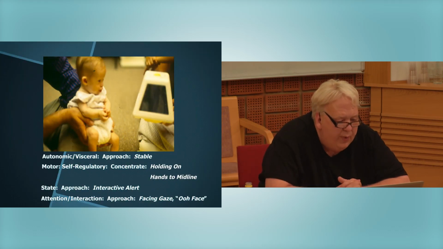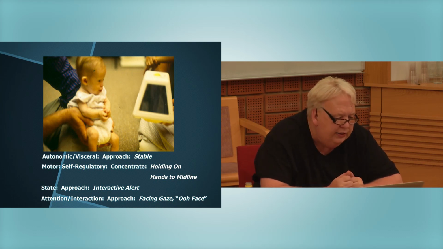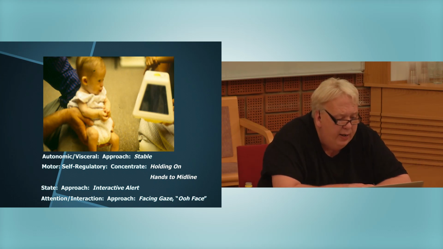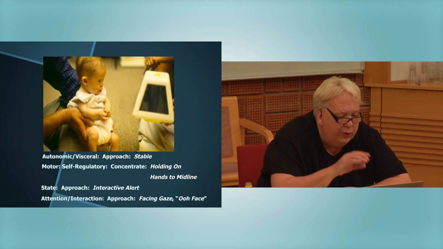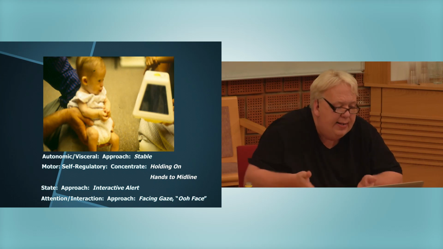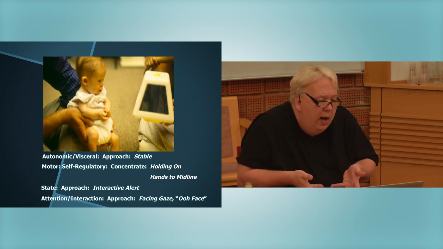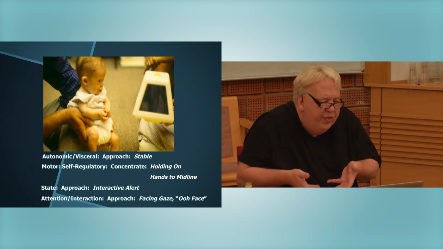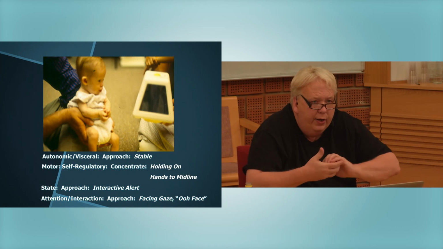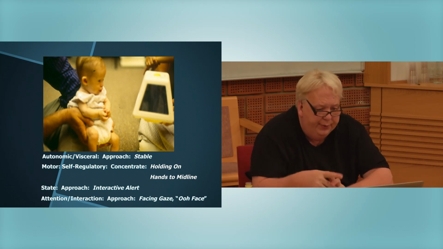So here we have self-regulatory behavior used for concentration, holding on, hands to midline, state approach. The child is in an alert state, interactive alert state. They are actually looking at the toy, with attention interaction approach, facing gaze, looking at the toy, and an ooh face, trying to reach out to the toy with their lips. And daddy is nicely supporting the baby in his hands, keeping the lower extremities nicely flexed and her arms in to midline, which she actually interdigitates her fingers and holds on to.